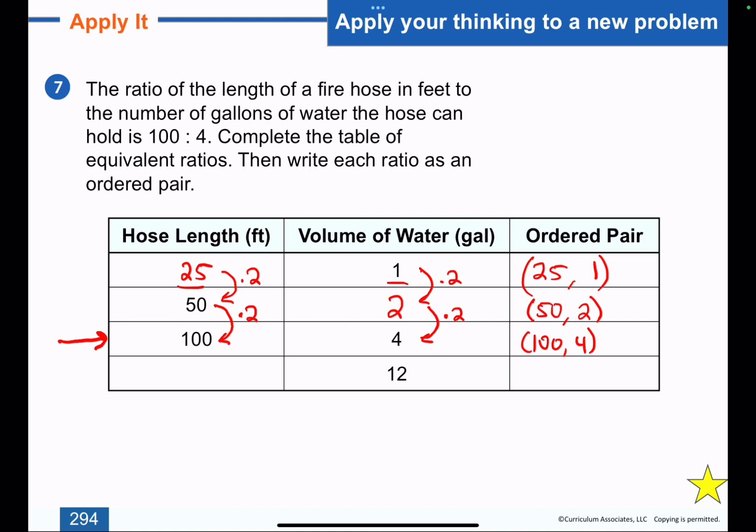And then lastly, how did we get from 4 to 12? That's not times 2 this time, so we're actually skipping an equivalent ratio here, but that's okay. We multiplied by 3 to go from 4 to 12. 4 times 3 is 12, so then in our ratio over here, we just times by 3 to get 100 times 3, which is 300. And that's probably the trickiest of the ratios here. So this is (300, 12) as an ordered pair.